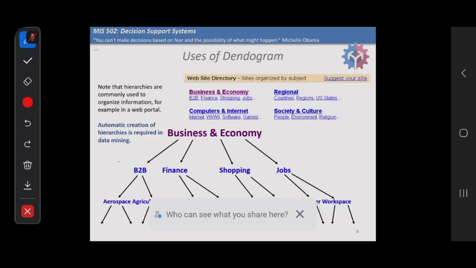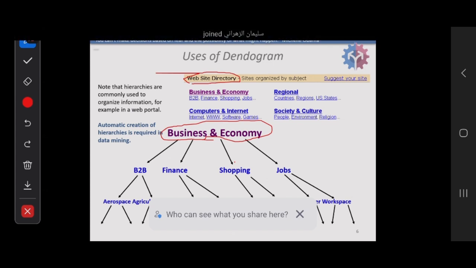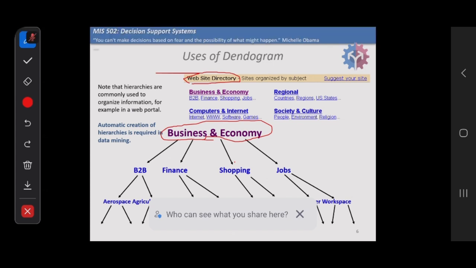But let's first look at the uses of dendrograms. Dendrograms are used in many places. For example, in a website directory, you can see that dendrograms are there. For example, business and economics is the top level cluster, and then within business and economy you have B2B, finance, shopping, and jobs. And then within finance you have banks, bonds. Within shopping you have more. So this classification and subclassification, when you're dealing with such problems, you can make use of what you call dendrograms.